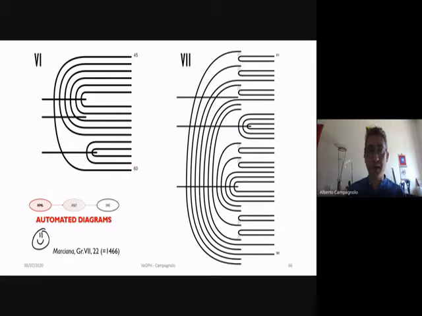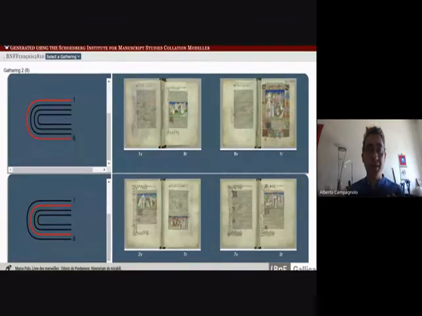But the model behind VSCoL is so flexible that you can describe this through the XML model, and then the XSLT transformation is able to take the information out of the XML and transform it into these diagrams. These diagrams are done automatically on the basis of the XML that describes the binding and the gathering structure. Then the other representation is, as we said, the way in which we can see which pages are together forming the bifolium. And so we can start to see, if we want to look into the object, which pages were used together and what features we might want to find by looking at the object in this way.